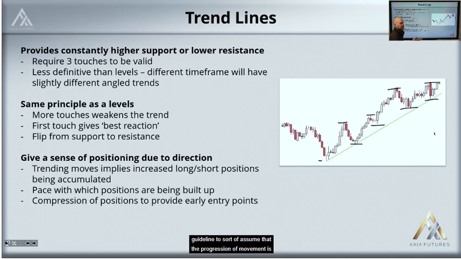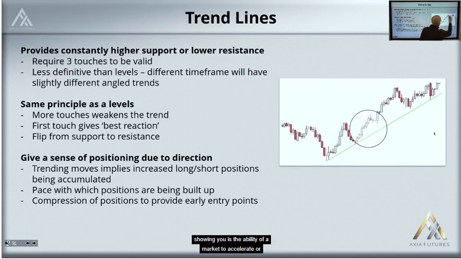So what the trend line is doing is basically just giving you a guideline to assume that the progression of movement is going to remain as it is. Essentially, what a trend line is showing you is the ability of a market to accelerate or decelerate in one direction. For anybody who's done maths, it's showing the acceleration of progression as opposed to the direction of progression.